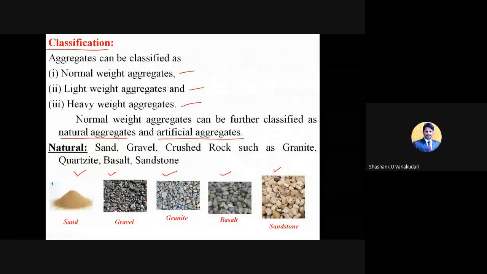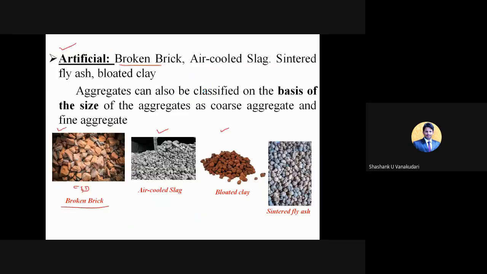And then aggregates with respect to weight are also decided here. Normal weight, in the sense basically what we use in our daily construction life. Lightweight, in the sense you can see pumice and all, so they are less in weight, and when we require lightweight structures, at that time we can use such aggregates. And heavyweight aggregates mean where we require large strength, so that whatever load develops on the top structures can be taken by these heavyweight aggregates.